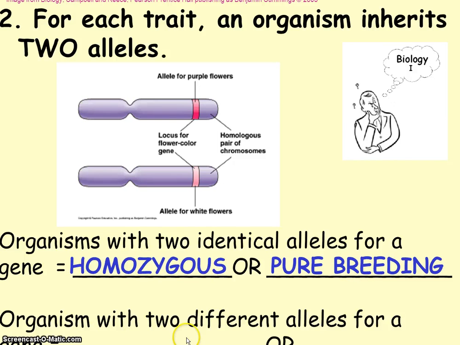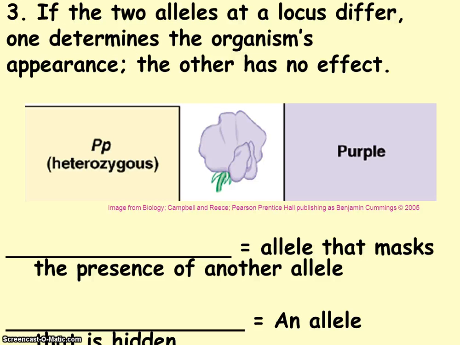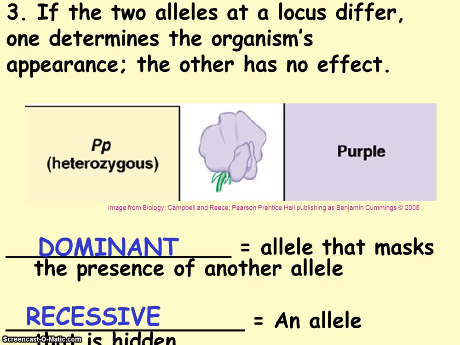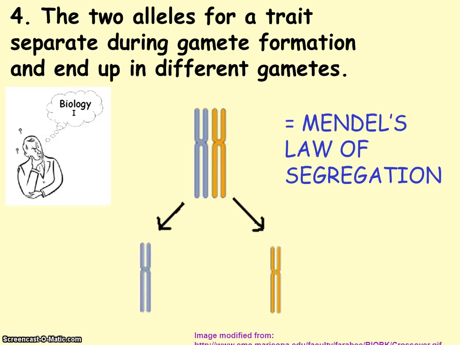Can't read this last part because I couldn't get the entire screenshot, but it says organisms with two different alleles is called heterozygous or hybrid. If the two alleles at the locus differ, one determines the organism's appearance, the other has no effect. So that's just talking dominant versus recessive. So dominant masks one and the recessive is hidden.